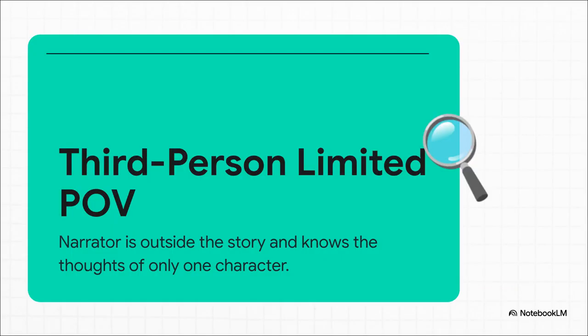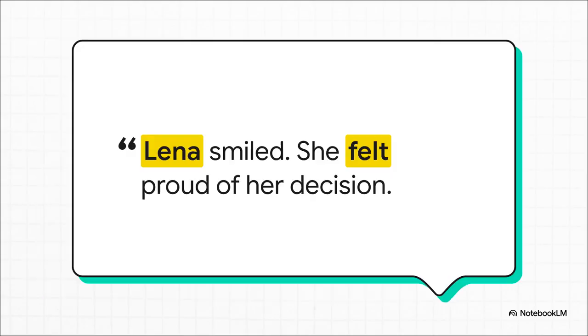Think of this like a camera that's floating just over one character's shoulder. The narrator uses he or she, and they can tell you the thoughts and feelings of just that one person. This example shows it perfectly, right? We see something on the outside. Lena smiled. But then we get the inside scoop. She felt proud. We're totally attached to Lena's point of view here.